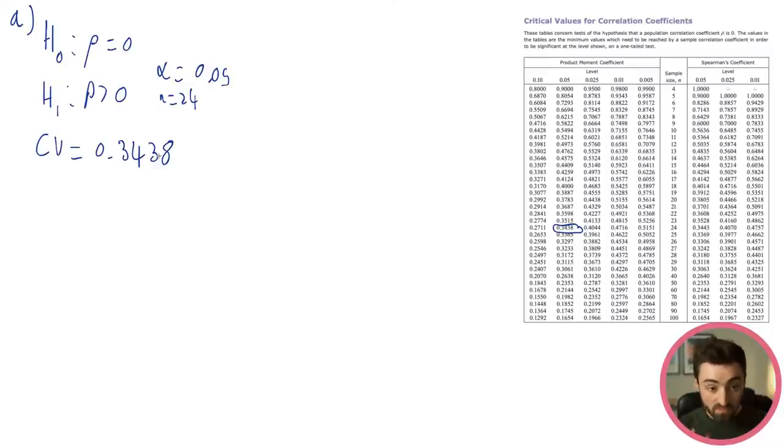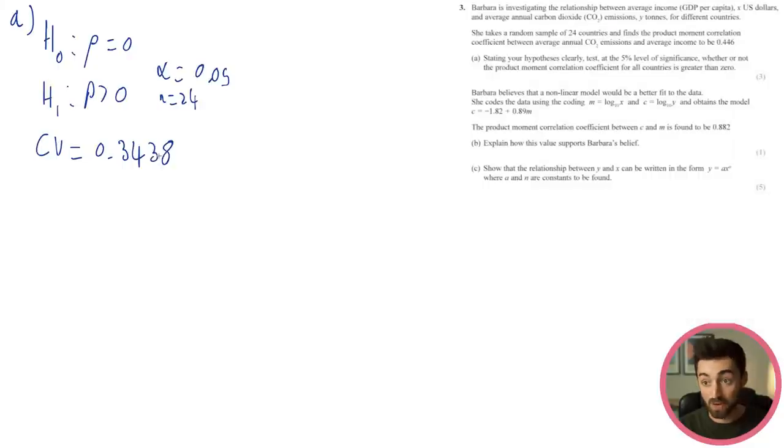So this tells me the following. If your test correlation coefficient is greater than this, then you can accept your H1 and assume that rho is actually greater than zero. If it's not, you've not got enough evidence. So all we do now is compare this to the number that Barbara got. And look at this, Barbara got 0.446. So that is greater than the critical value, meaning that it's in the critical region, meaning that we can accept this alternative hypothesis.